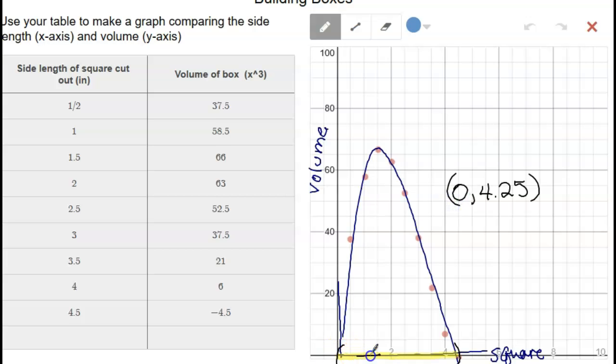So on the graph, when it's asking you for your domain, you're only looking at that x value. You're not looking at the y, because that's your output, that's your range. You're only looking at the x value, that's your domain.